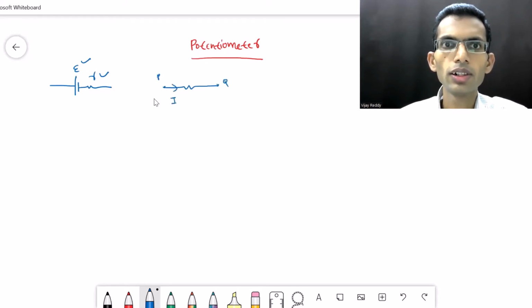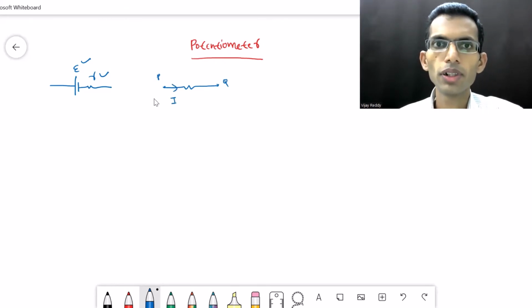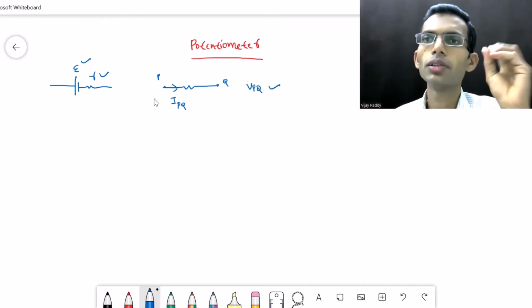Let us say resistance is present between PQ terminals and IPQ is the current flowing. What is the potential difference across the resistance? VPQ.